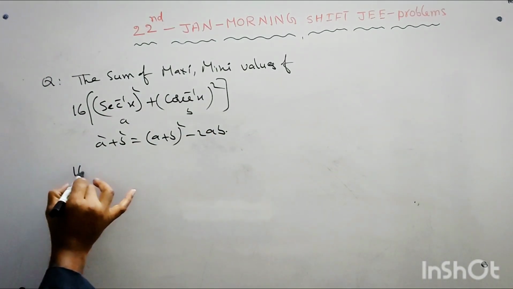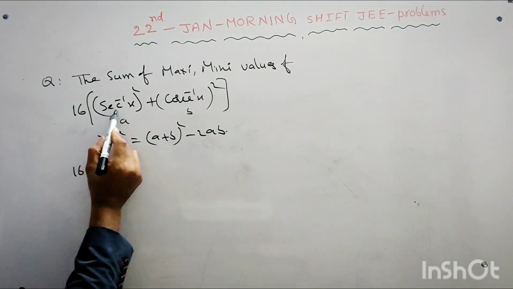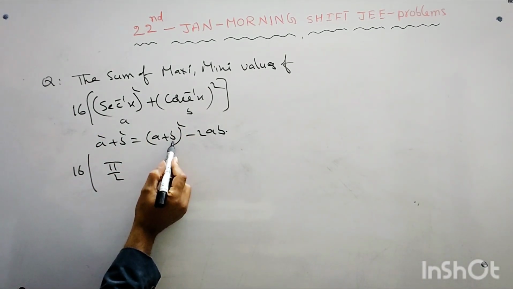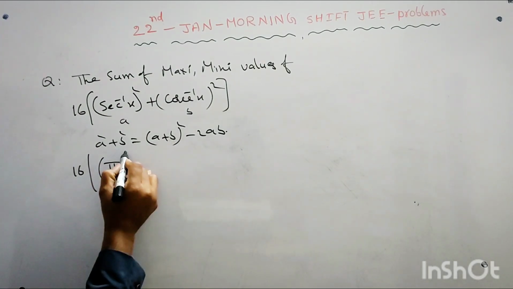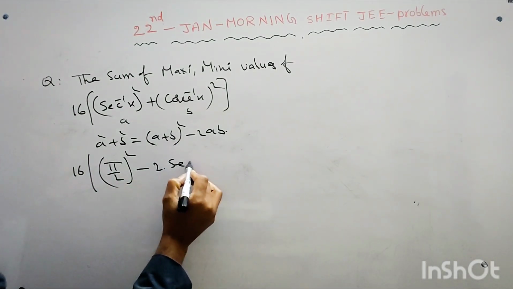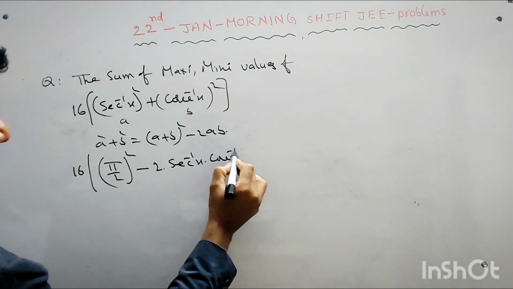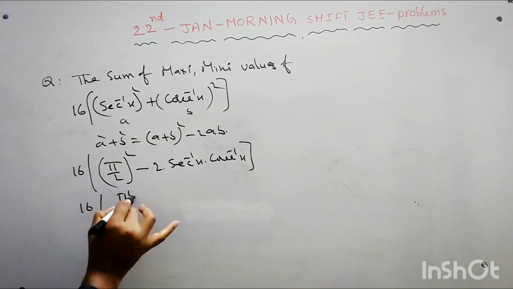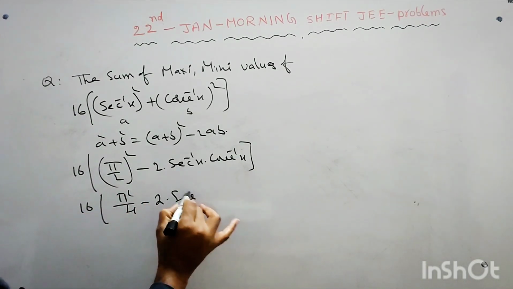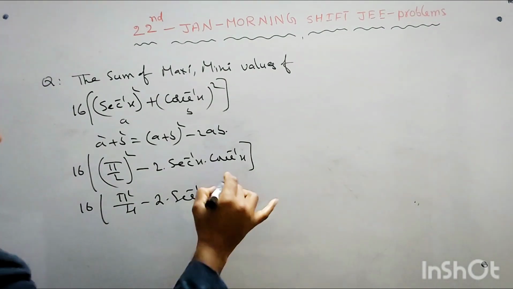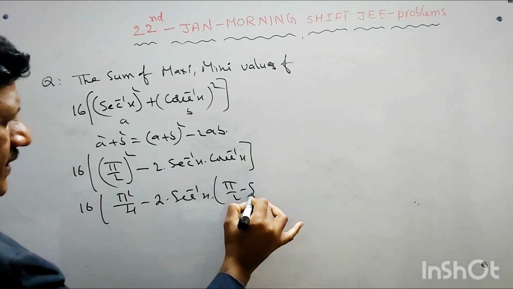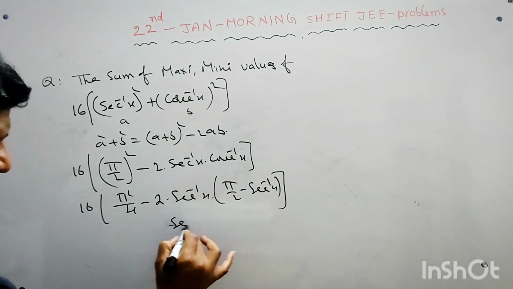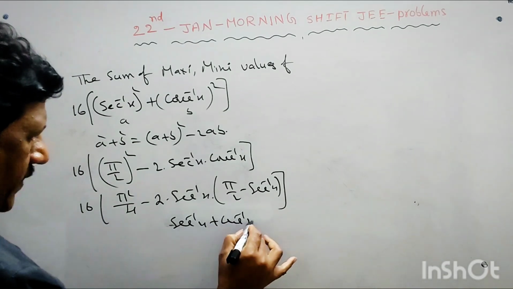Then 16 into A plus B. We should add this one and this one. As per the formulas, that is pi by 2. Secant inverse of x plus cosecant inverse of x is pi by 2. Pi by 2 whole square minus 2 into AB, secant inverse of x into cosecant inverse of x. Then later 16 into pi square by 4 minus 2 into secant inverse of x. In the place of cosecant inverse of x, we can write pi by 2 minus secant inverse of x. Since which formula? Secant inverse of x plus cosecant inverse of x is equal to pi by 2.